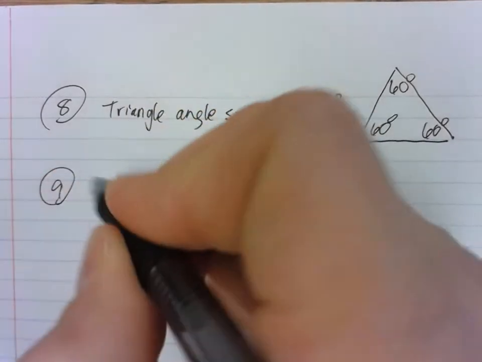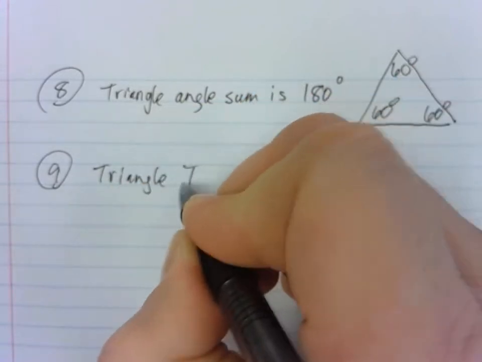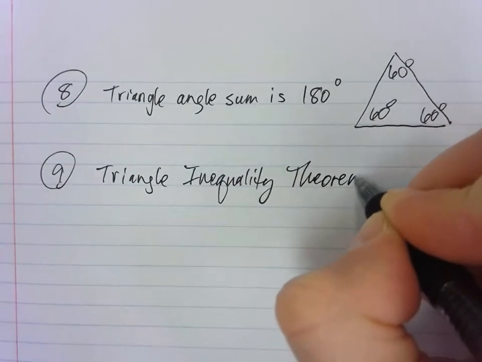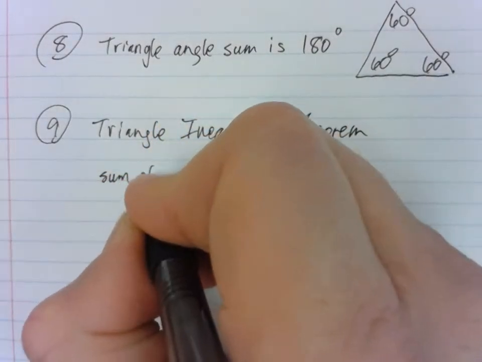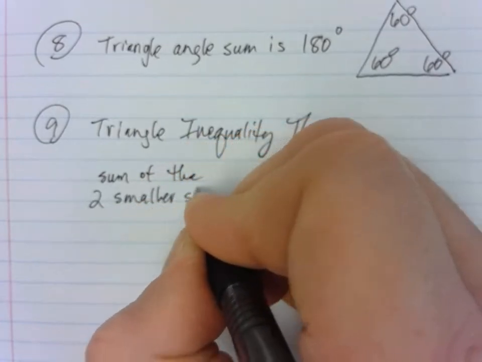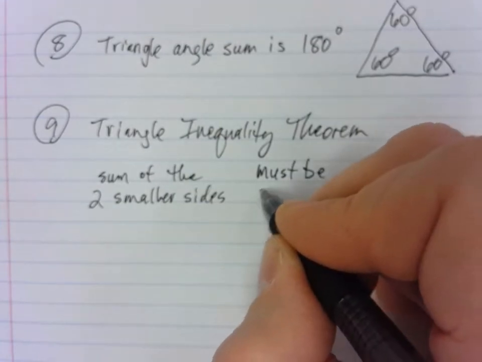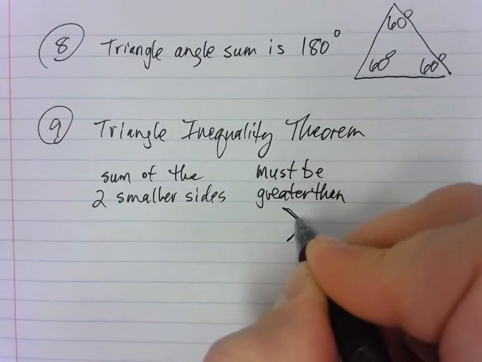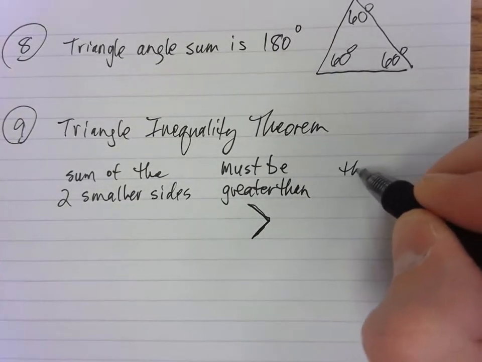Now, that brings us to the triangle inequality theorem. I'm going to spend a couple minutes on this. I don't know why it is so hard for some, but it is so hard for some. It means the sum of the two smaller sides must be greater than, not equal to, I said greater than, which of course would be that symbol right there, must be greater than the longest side.